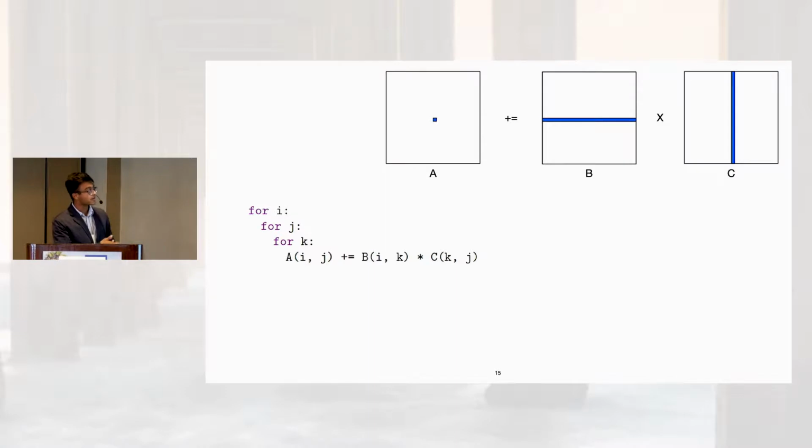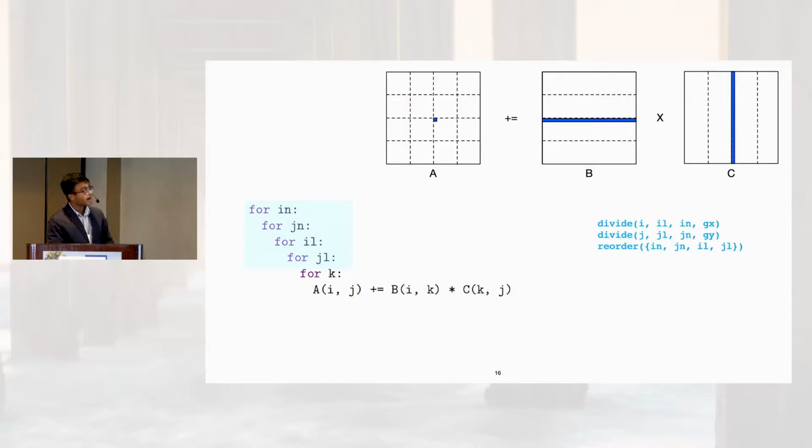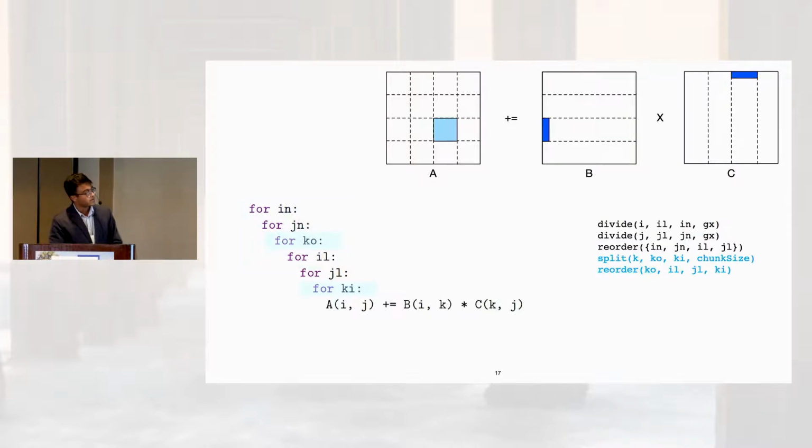So we start here with a standard matrix multiplication loop nest, where we're doing the inner products algorithm. The first thing I'm going to do is tile the i and j loops such that I've got a loop for each tile, and then within each tile, I perform a local matrix multiplication. The next thing I'm going to do is split the k loop such that it operates in chunks and reorder it such that we do an outer product algorithm now within each tile.